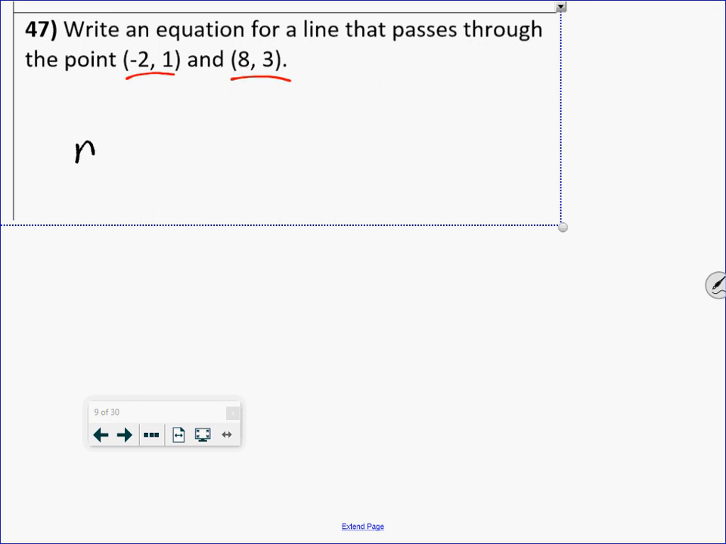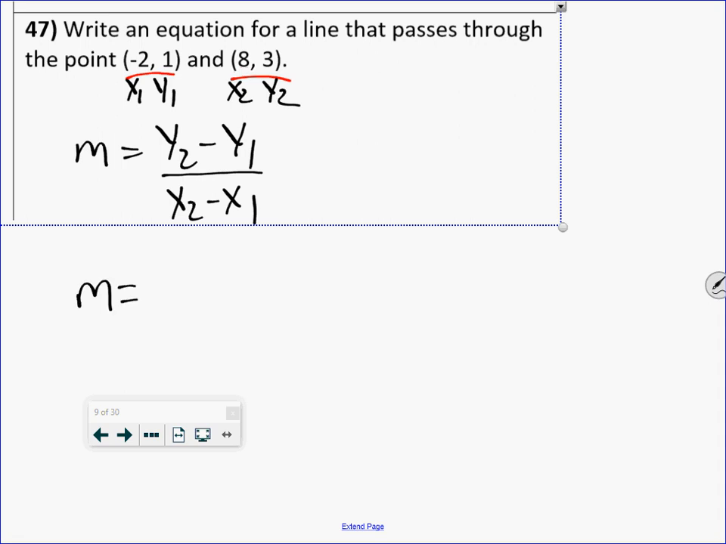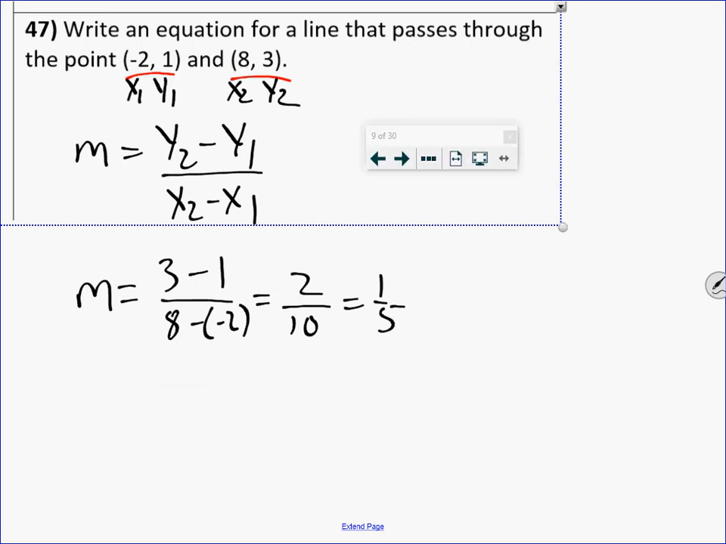The first way is to use the formula for slope, which is the change in y over the change in x. So this is x1, y1, and this is x2, y2. So this will be 3 minus 1 over 8 minus negative 2, or 2/10, or 1/5. So there's my slope. And I know that y equals mx plus b.